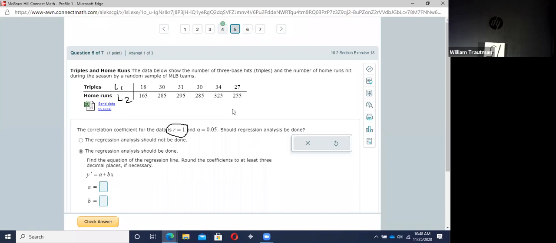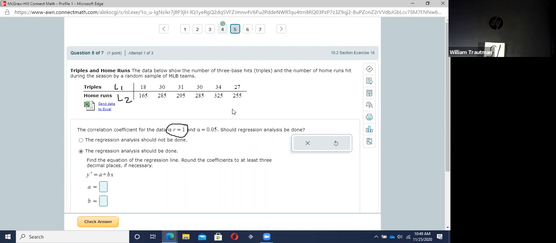Stat, edit. L1 is 18, 30, 31, 30, 34, and 27. L2 is 165, 285, 295, 285, 325.